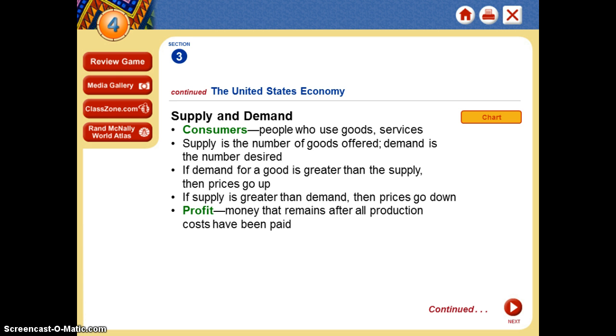Now, profit is the motive behind most any business, to make a profit. That is simply the money that remains for the business owner to keep after all costs have been paid. After he pays for the natural resources, the capital resources, and the labor resources, now he's left with his profit.